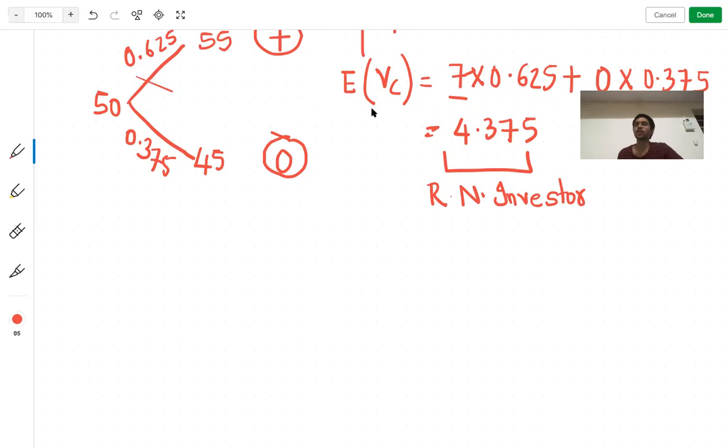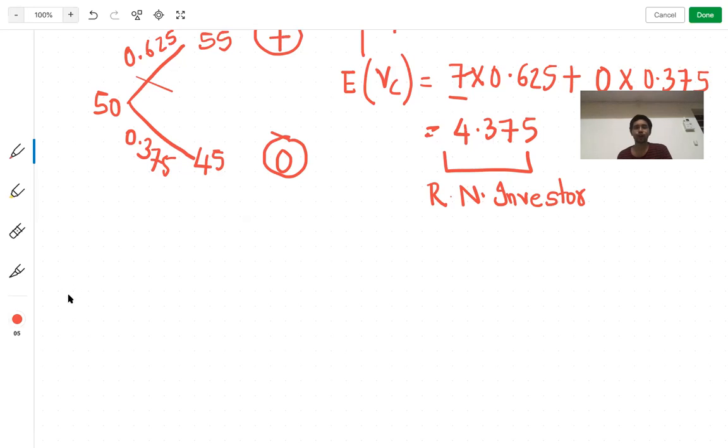This is the expected value of a call option at t equal to 6 from the viewpoint of a risk neutral investor. When a risk neutral investor is investing in an option, he needs a risk-free rate of return, right? Because whether he's investing in a share or whether he's investing in an option, all he needs is a risk-free rate of return, because for every instrument, all he needs is RF, okay?